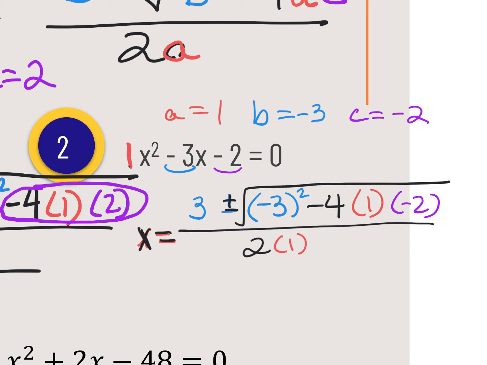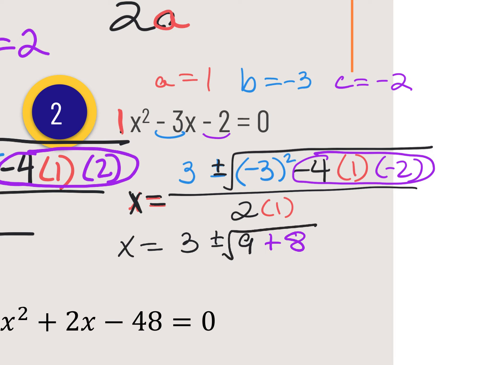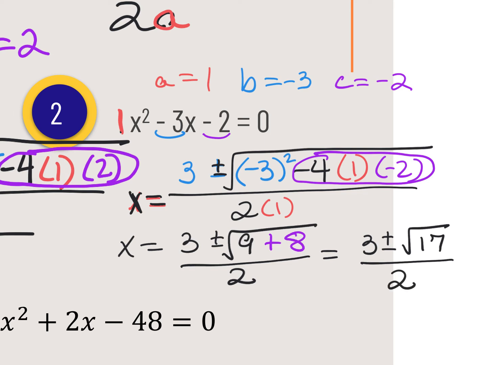I need to follow order of operations underneath the radical first. So X is equal to 3 plus or minus 3 squared is 9. And again, I'm doing -4 times +1 times -2 gives me a +8 here. Divided by 2 times 1, which is 2. I now can add what's under the square root, and I get 3 plus or minus the square root of 17 over 2. The square root of 17 cannot be broken down. That is its simplest radical form.